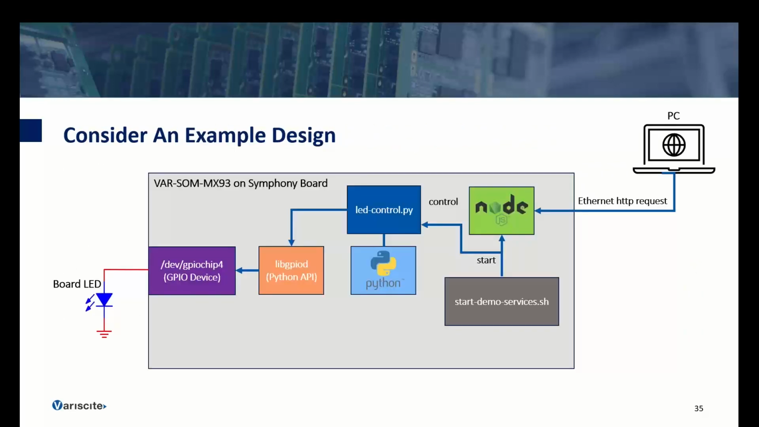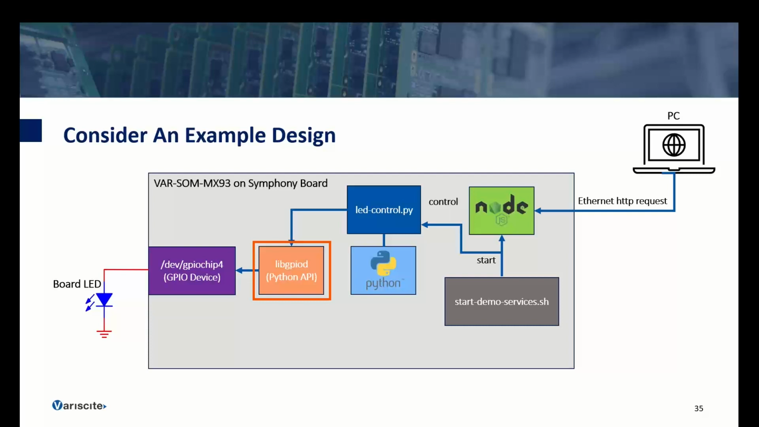So let's consider this with an example design. This is just a simple example I made up with a flashing LED. Everyone likes flashing LEDs. On our Symphony development platform with a Variscite MX93, we have a general purpose LED on board connected to a GPIO. And I want to be able to control this with libgpiod. That's a user space interface to GPIOs in Linux. But I want to use the Python binding.